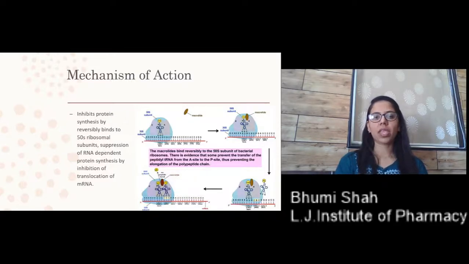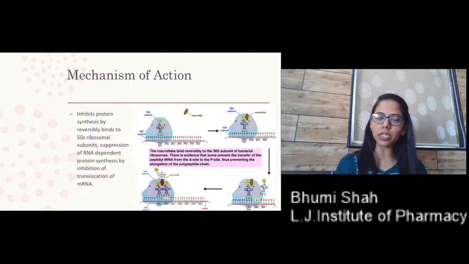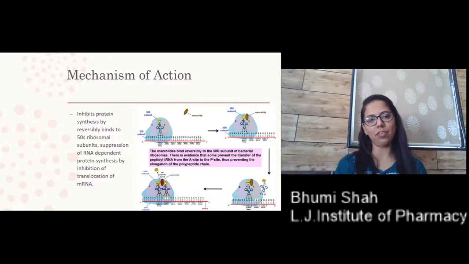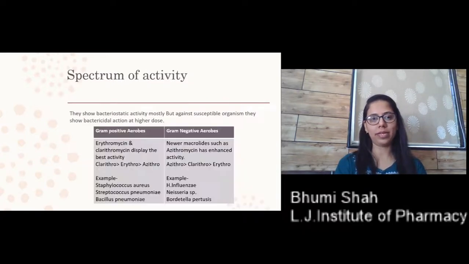So this is the mechanism of action: inhibition of protein synthesis by reversibly binding to the 50S subunit of the ribosome and interfering with translocation of mRNA. The next, spectrum of activity.